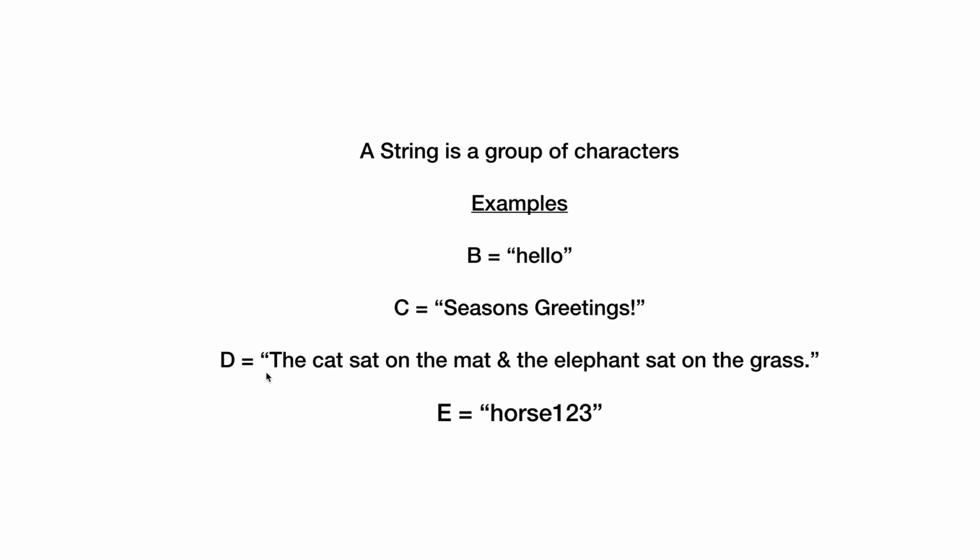The variable d is equal to "The cat sat on the mat and the elephant sat on the grass." Note here you have spaces, you have letters, you have this ampersand symbol here, and you have a full stop, and all this is within quotation marks. e equals "horse123". This string is within quotation marks, you have letters and you have numbers.